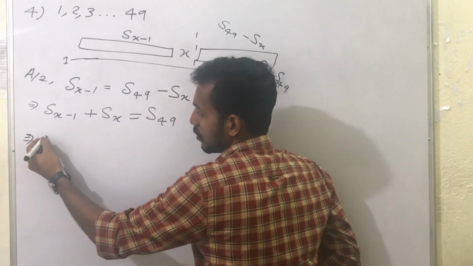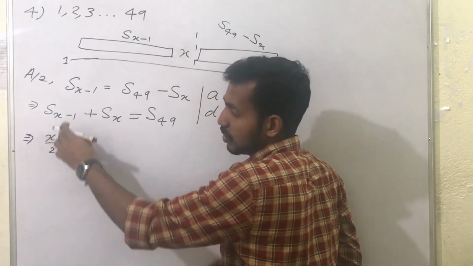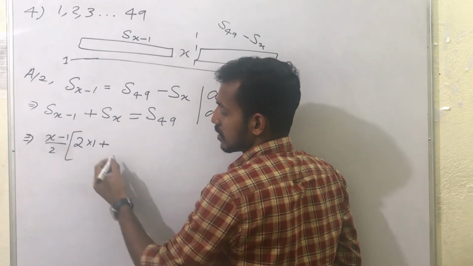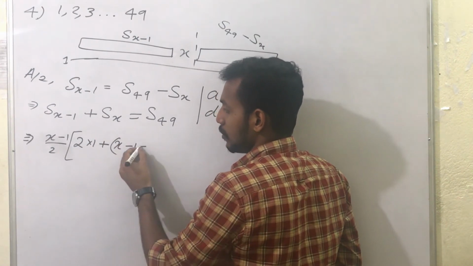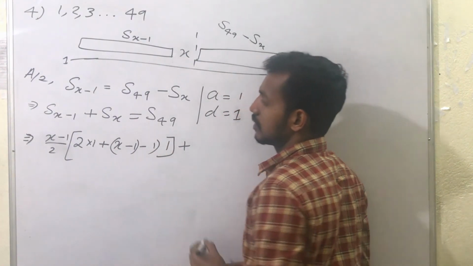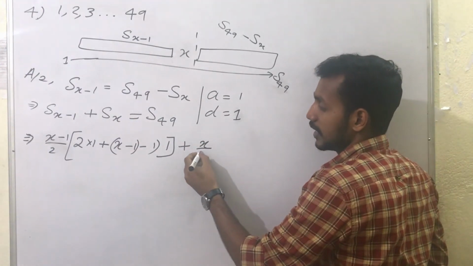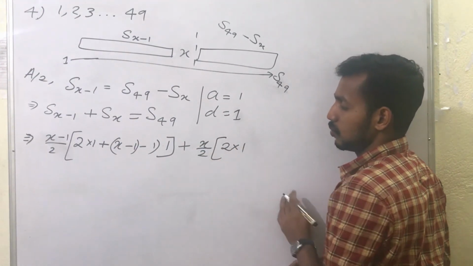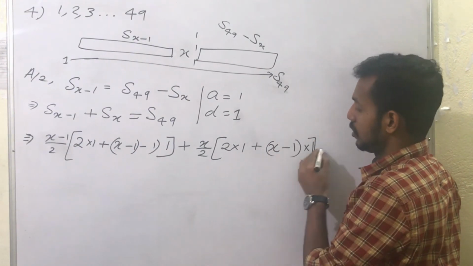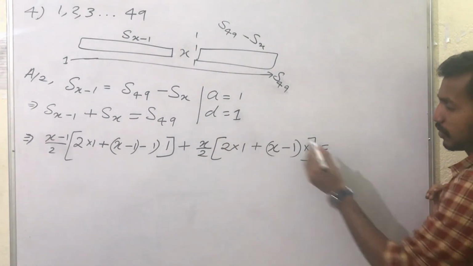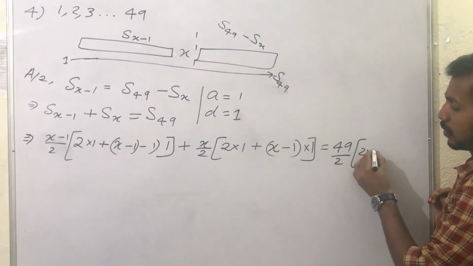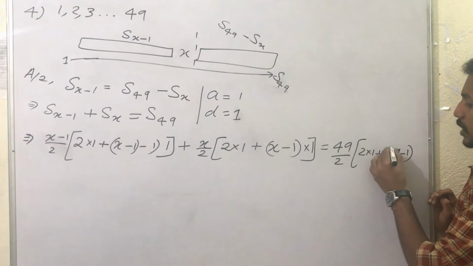Sum of x minus 1 terms will be (x minus 1) by 2, into 2a, that is 2 into 1, plus (x minus 1 minus 1) into d, which is 1, plus sum of x terms, that is x by 2 into 2a, that is 2 into 1, plus (x minus 1) into d, which is 1, which should be equal to the sum of 49 terms, that is 49 by 2 into 2 into 1 plus (49 minus 1) into 1.